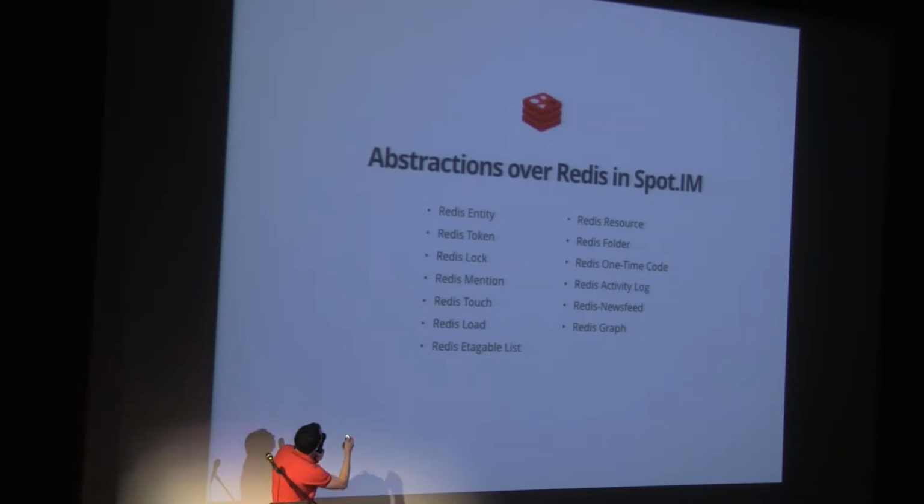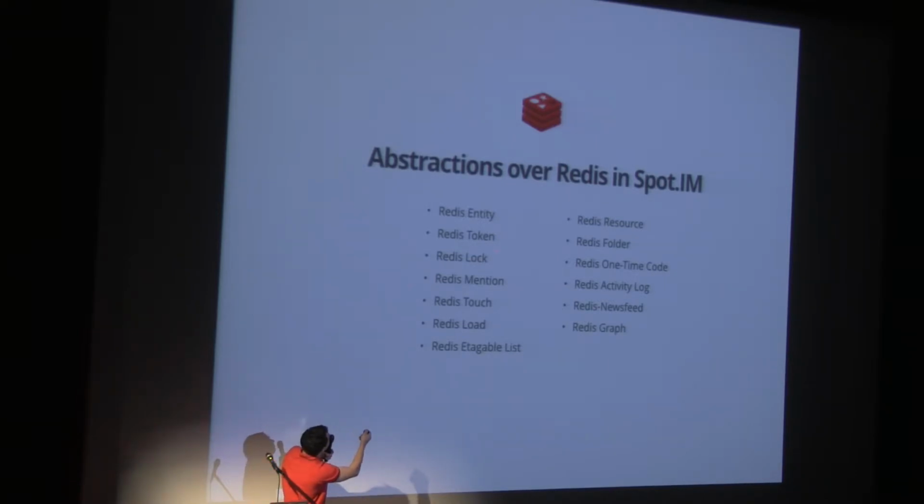The first one is called the Redis entity. I will show you shortly some live code examples of what is Redis entity. We have an abstraction called Redis token, which is for handling all the credentials, authorization, authentication things.